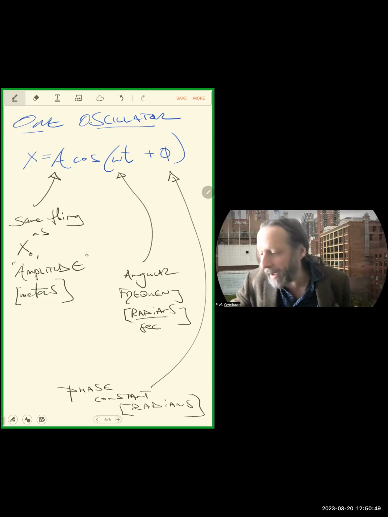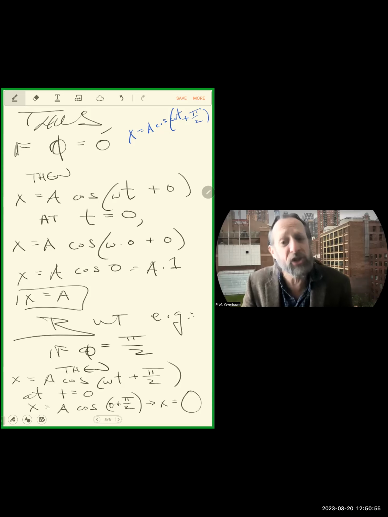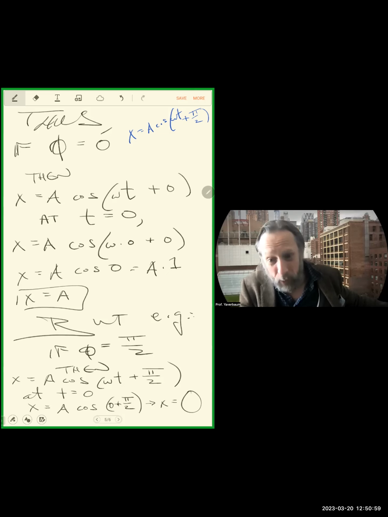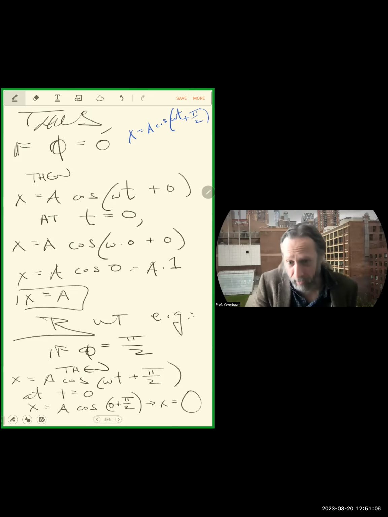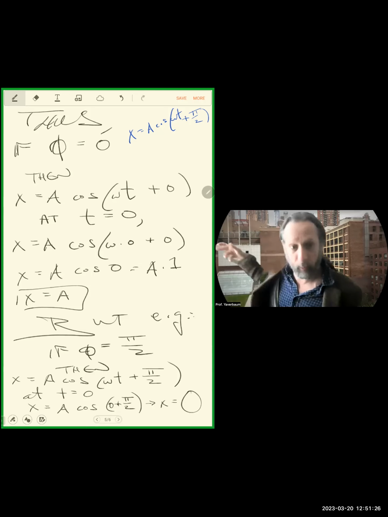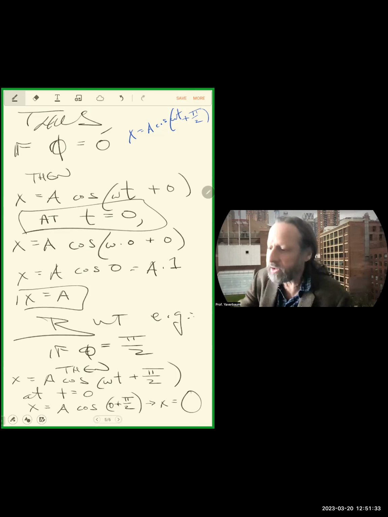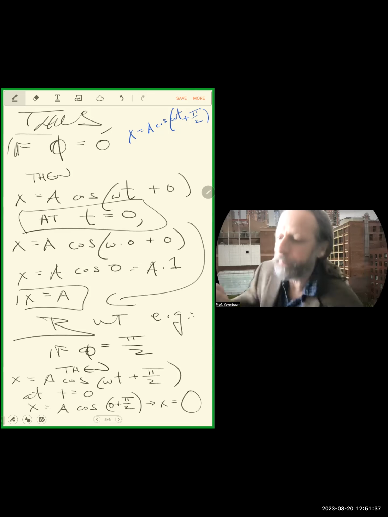What I mean by that, if you look at the math that I just did on this page, is that if the phase constant is zero, which is what we've been assuming for the last few weeks, we didn't even know the phase constant was there. It was just zero. But what we really were saying in retrospect was the phase constant equals zero. When the phase constant equals zero, this math shows that we started our stopwatch when the mass really was right at the amplitude position. X equaled A at t equals zero. At t equals zero, x equals A if phi equals zero.